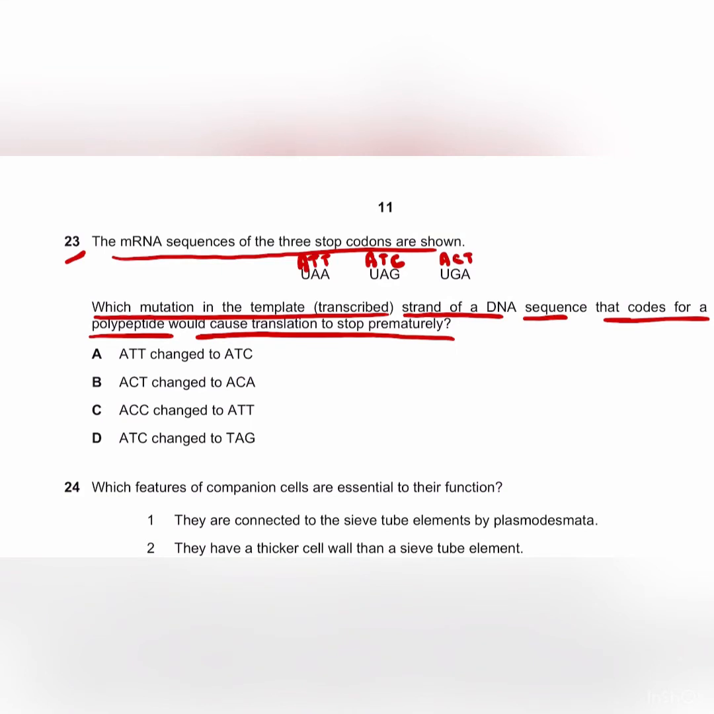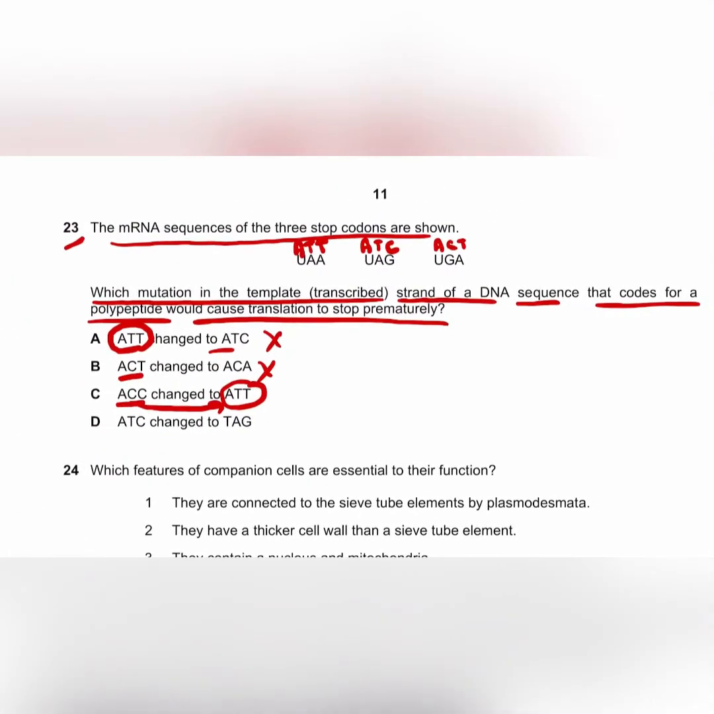Always remember this point: before mutation the triplet was normal, it was not a stop triplet, and after mutation it will change into a stop triplet. So ATT to ATC, this option is wrong, because ATT is already a stop triplet. It's not a normal triplet. Same goes for ACT, it's a normal triplet. If we talk about ACC, it's a normal triplet, which if changed to ATT, that is the stop triplet, this mutation will lead to the formation of a stop triplet and the stop codon in the messenger RNA, which will stop the translation prematurely. The answer is C, right?